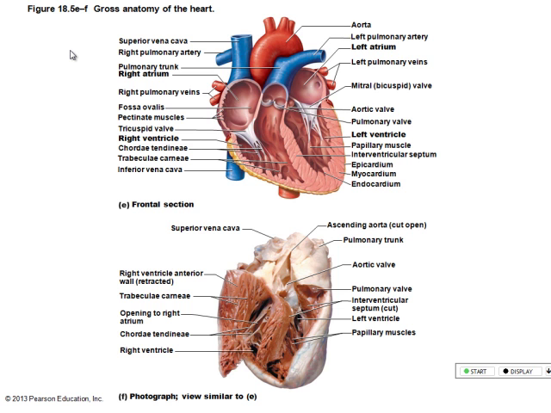What are the valves for? Yeah, we want everything to go in one direction. The cardiovascular system is a closed system, and we want everything moving forward. When I say closed system, what does that mean? Yeah, can't go back.